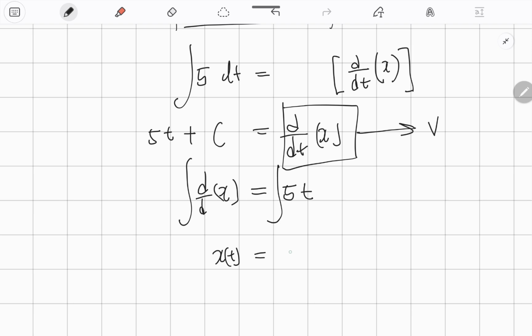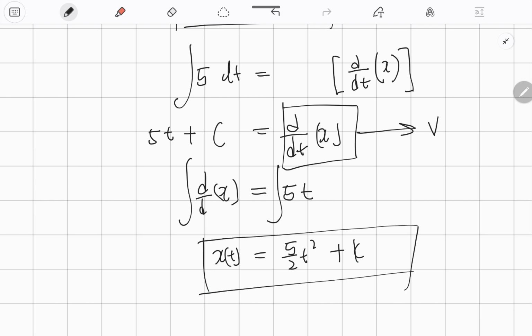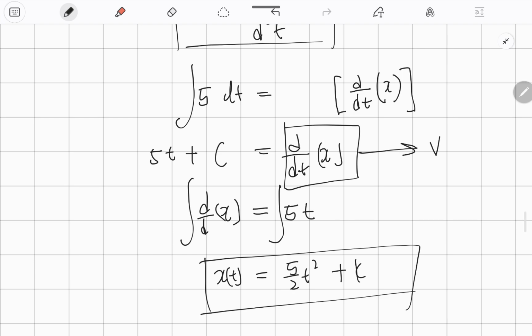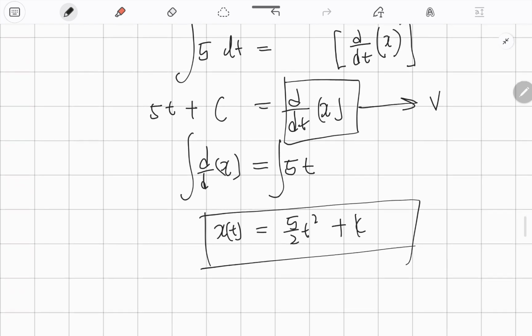And this side, this guy will get a 2, then I'll divide by 2, then I'll have 5 over 2 t squared, then I'll get another constant, and we call it k for now. Now we have answered the second part of the question.